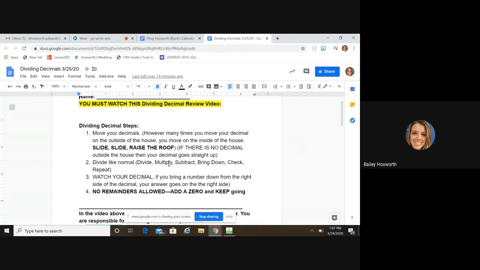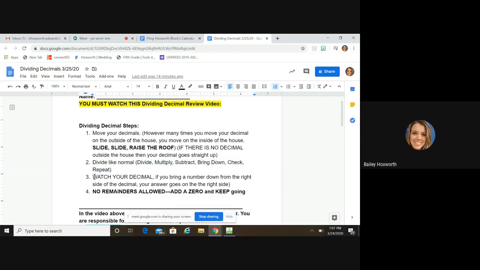If you have no decimal outside your house, then your decimal just goes straight up. You don't have to worry about anything. But if you do have a decimal outside your house, you have to move your decimal however many times you do on the outside as you do on the inside. You have to be even within the house and the outside of the house. Then you divide just like normal. Divide, multiply, subtract, check, repeat.